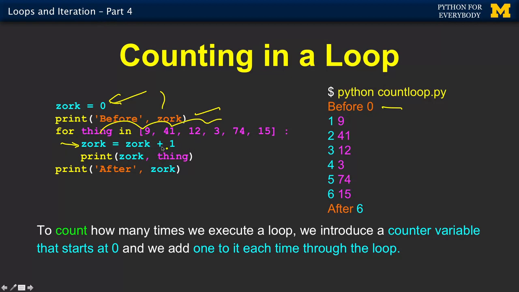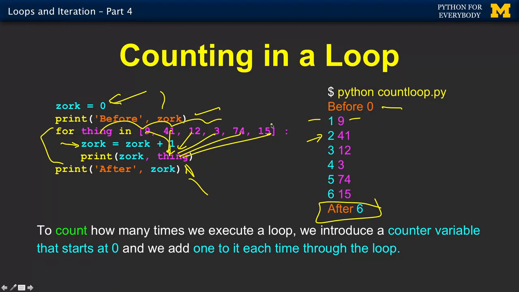Increment is another word for this. Zork equals zork plus one. We print out the thing we're looking at, and we print out the current value for zork. The first time through, 9, and that's the first thing we saw. 41, the second. Each time this goes up by one. It doesn't really matter what these things are, but we run this many times, and when we're done, we say, okay, loop is all done. There's the end of the block, and when it's all said and done, there were six things.